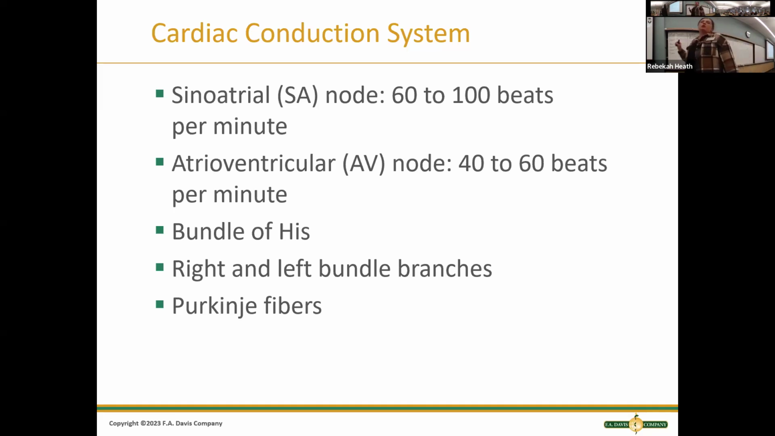Those are more important if we would talk about blocks, and we're not really going to talk about blocks today. Block just means, if you go on in your schooling and talk about blocks, that maybe something's happening where the SA node is sending its electrical impulse, and something's happening where it's not getting to the AV node like it should. And it makes it take longer than it should to transmit the signal.